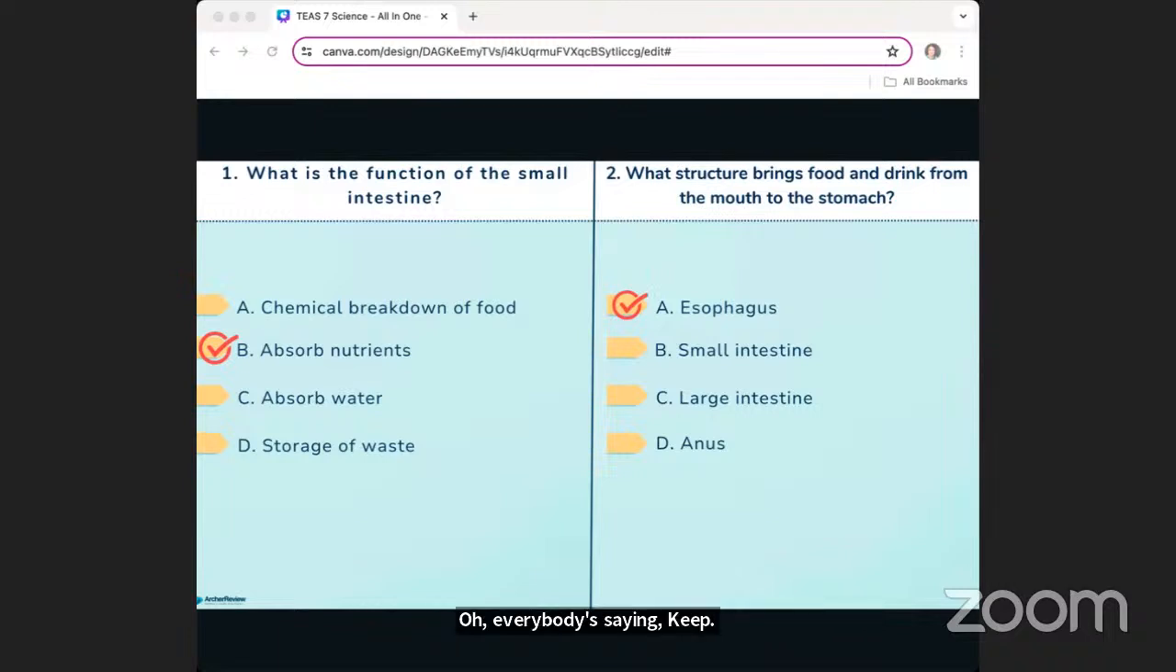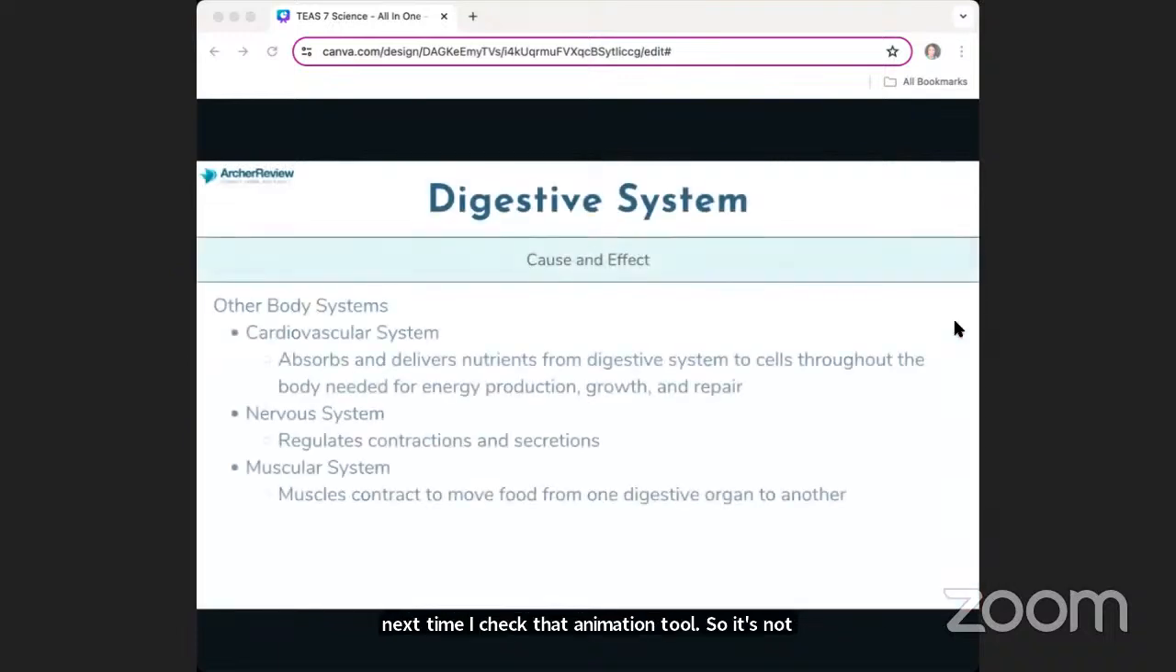I will do such a better job next time at making sure I check that animation tool so it's not revealed too early. Sorry about that. Let's go ahead and move on.